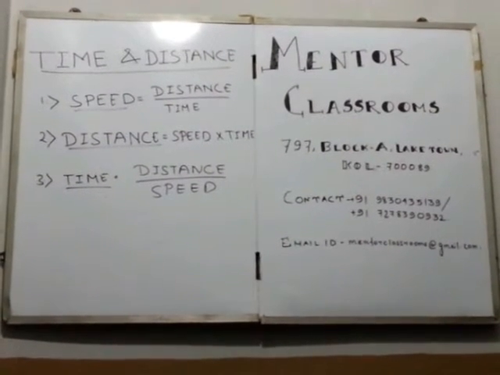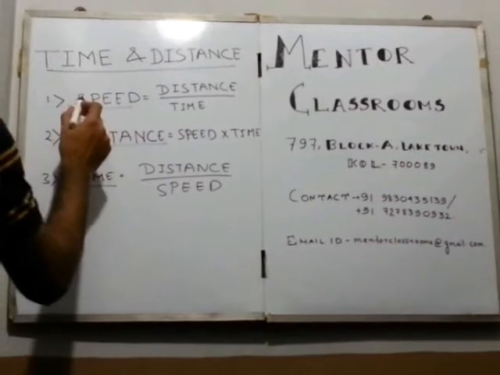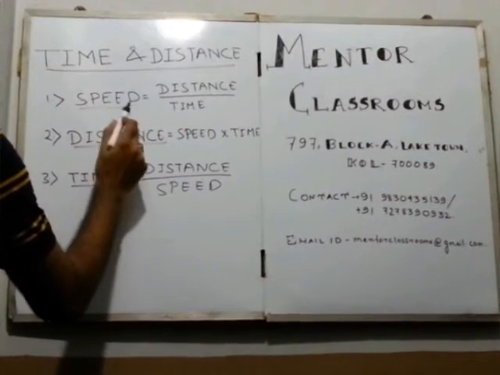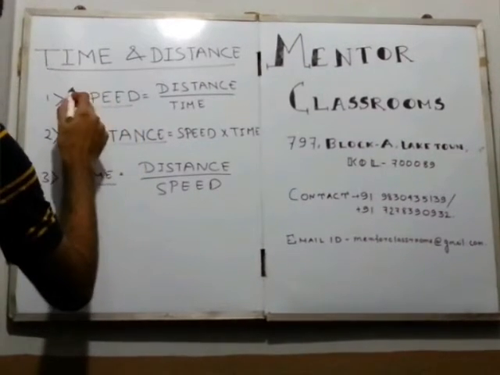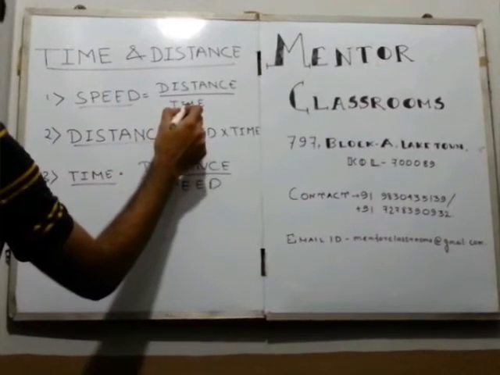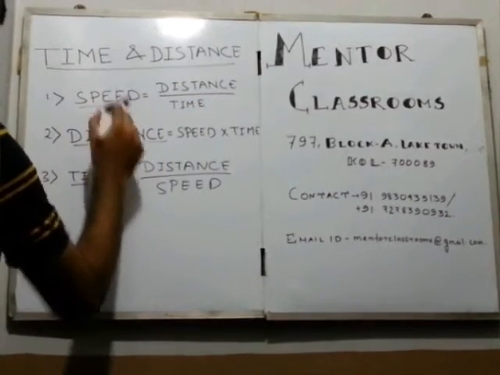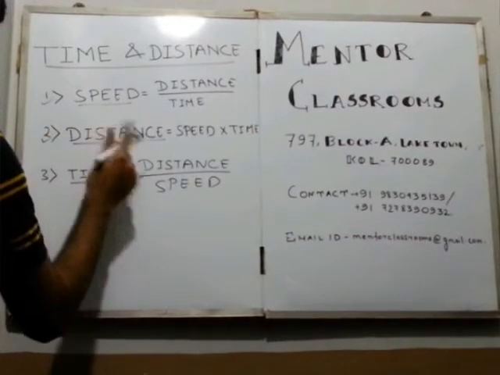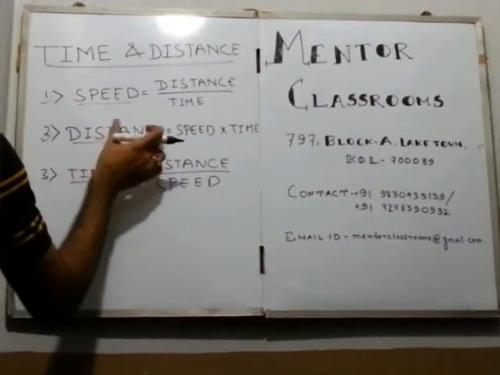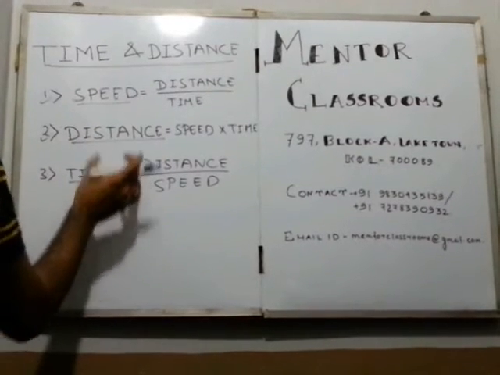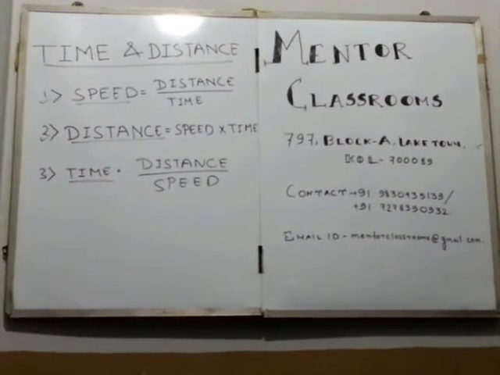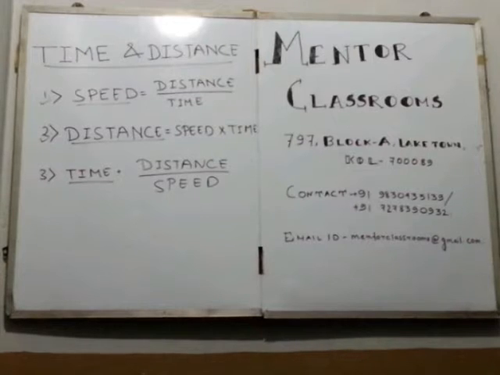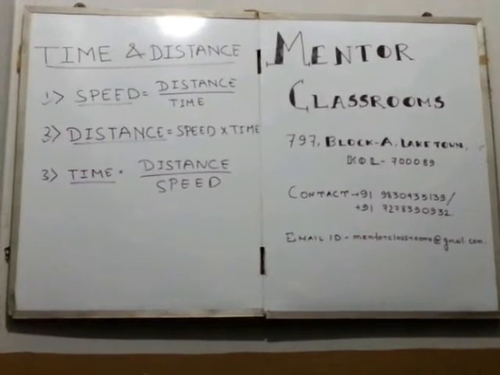So as you can see guys, you can remember only that speed equals distance by time, then you can derive the other two formulae from this formula. If you remember this formula, you can derive these two formulas. So it's a very easy process to remember the time and distance formulas.